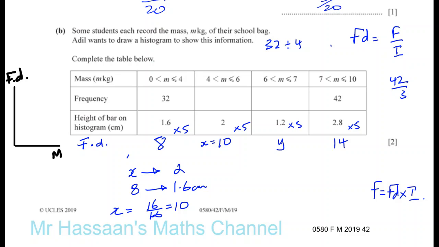So 1 times 5 is 5, and 0.2 times 5 is 1, so it's 5 plus 1, which is 6. So y is equal to 6. Okay, so now I know what the frequency densities are for these two bars. I can work out what the frequency is. I can just multiply the frequency density by the interval.